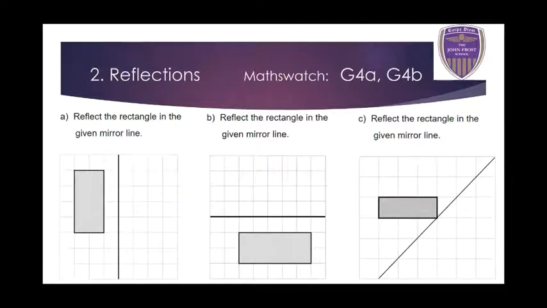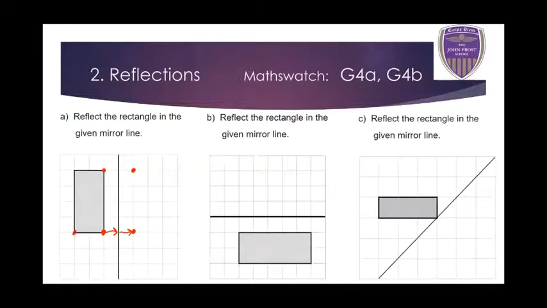So for A, if I'm going to start with this top right corner, how many units is this point away from the line of reflection? Well, it's only 1 unit away. So that means on the reflected side, it's only going to be 1 unit away, okay? If I then look at the bottom right corner, how many units away is it from the line of reflection? Well, it's only 1 away. So that means I need to move 1 unit over the line as well, okay?